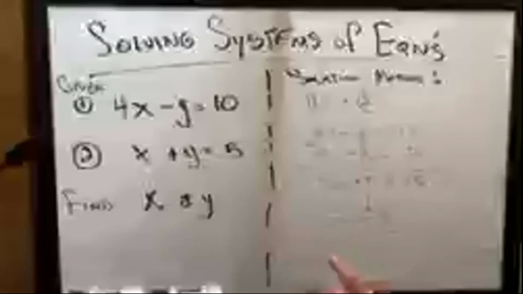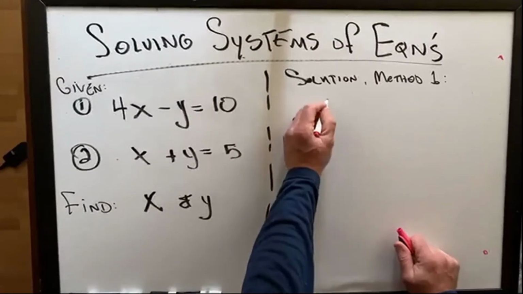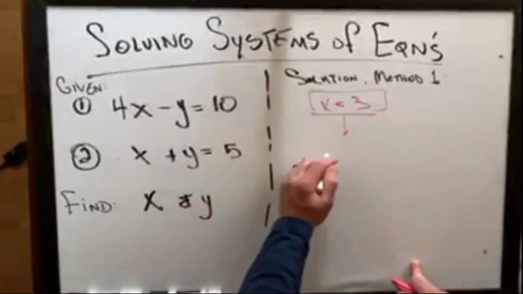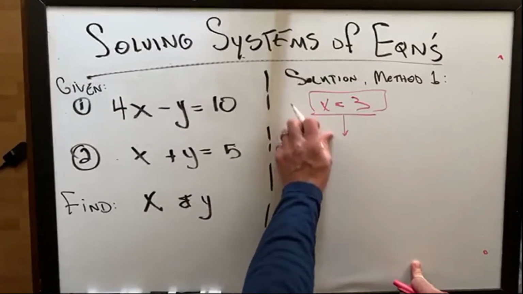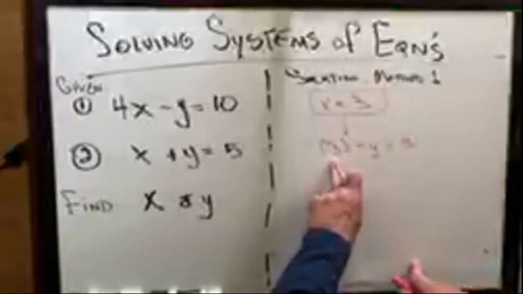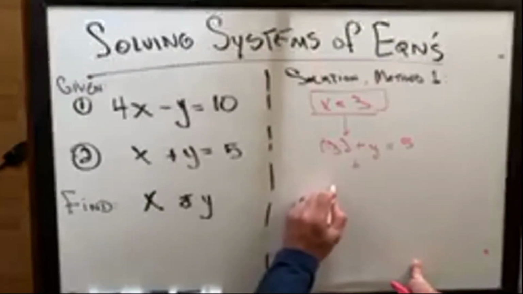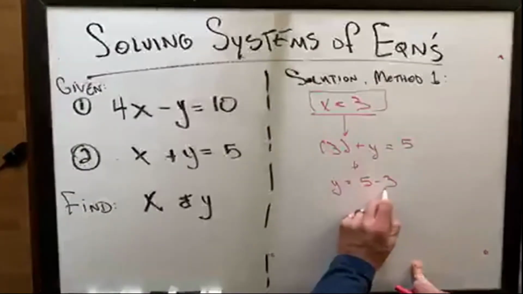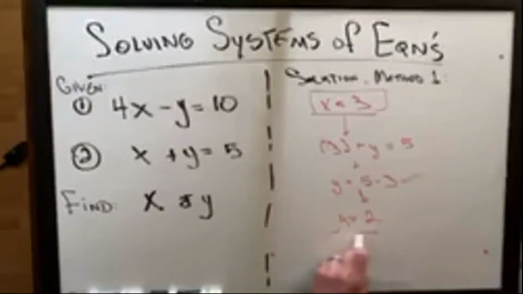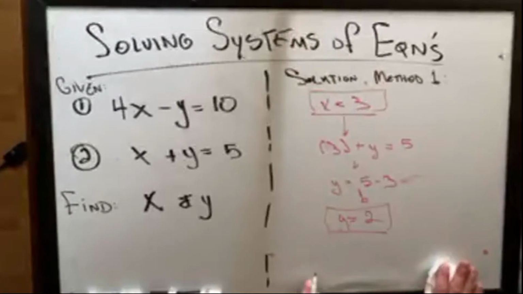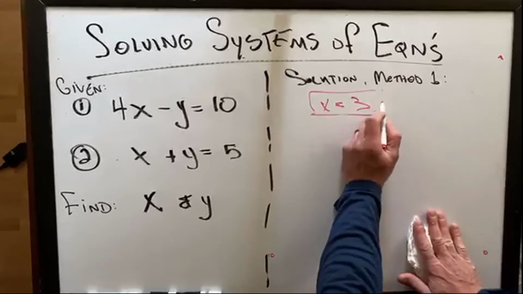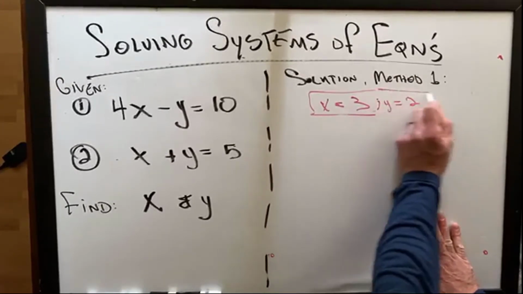Now we have x equals 3. Now what we can use is one of our equations: 3 plus y equals 5. We substituted our x for 3. y equals 5 minus 3, and then, of course, y equals 2. Okay, so then we solve. Now we know that x equals 3, y equals 2.